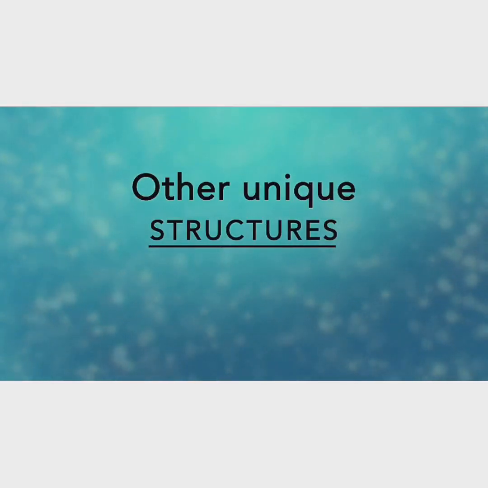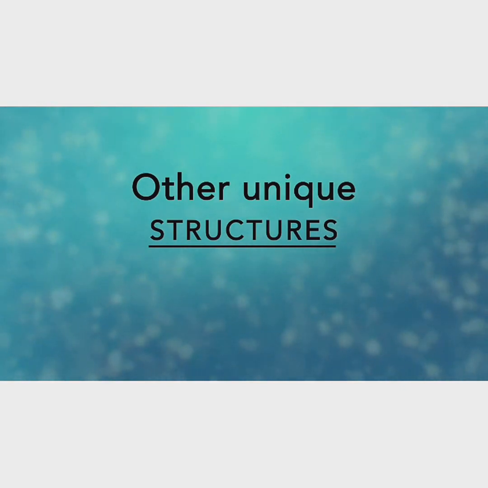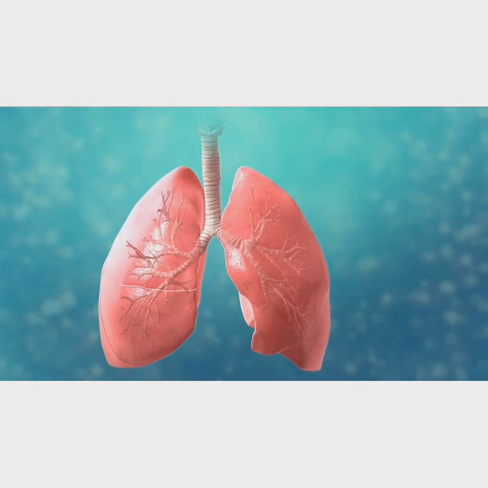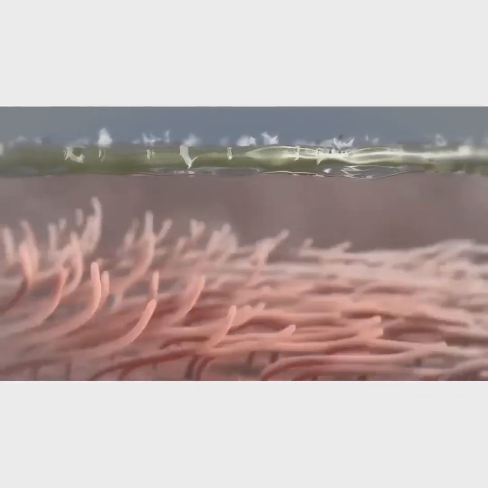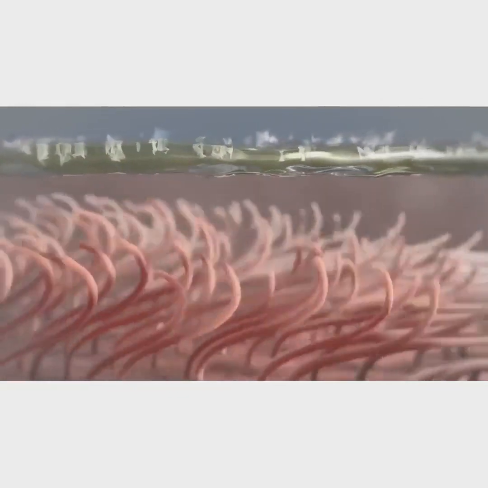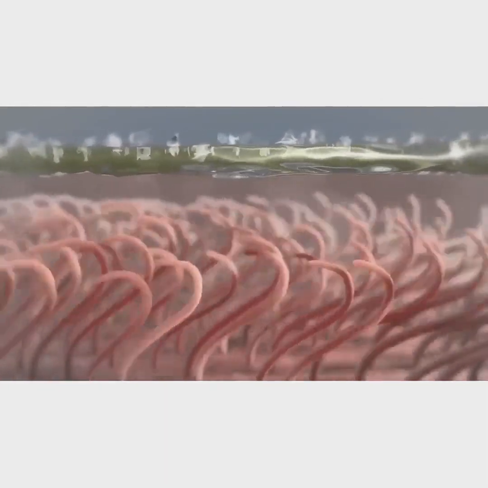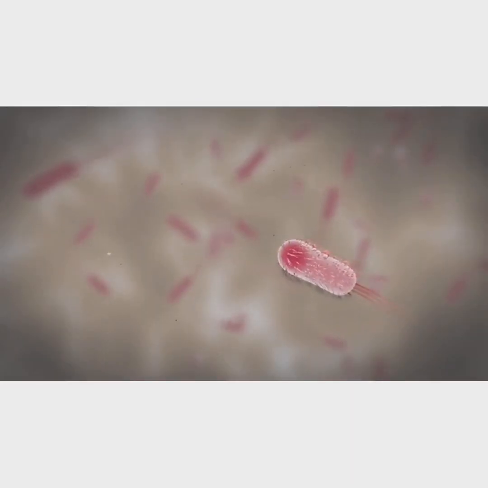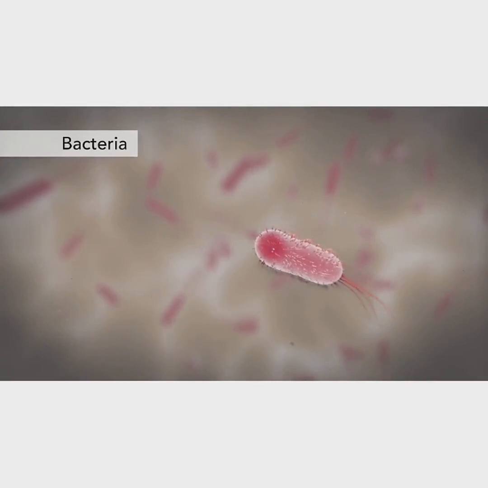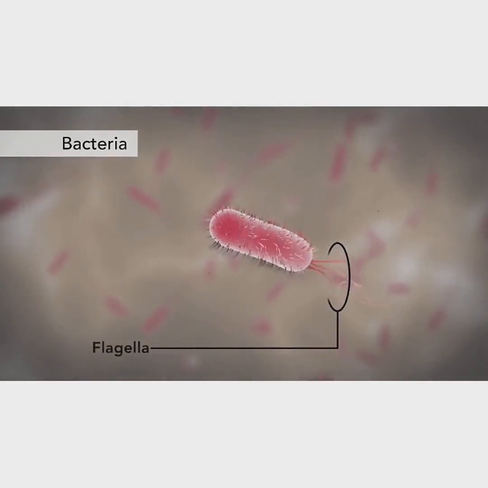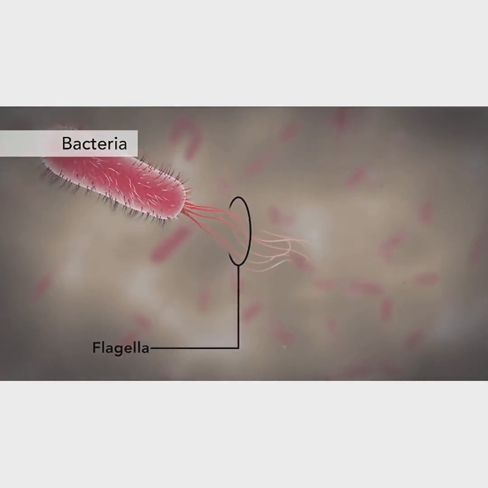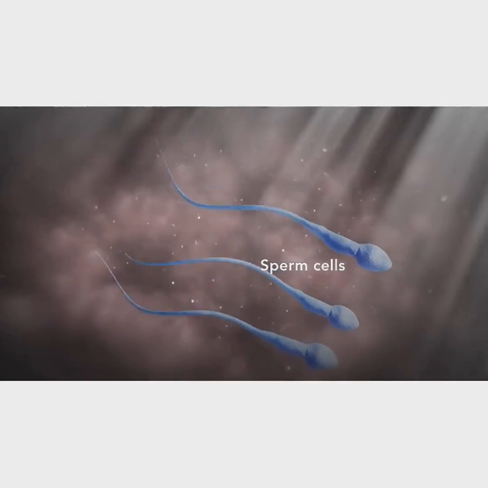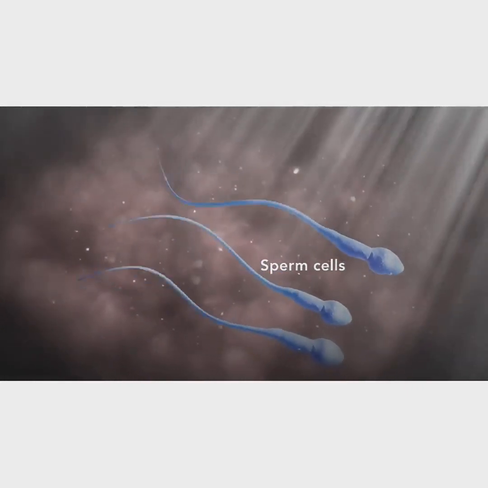Let's take a look at other unique structures peculiar to specific cells. There are many other unique structures. For example, in humans, we have what we like to call cilia in our respiratory tract. Cilia are hair-like projections that move in waves. Another unique feature in some cells is flagella. Some bacteria have flagella. A flagellum, which is the singular, is like a little tail that can help a cell move or propel itself. The only human cell that has a flagellum is the sperm cell.